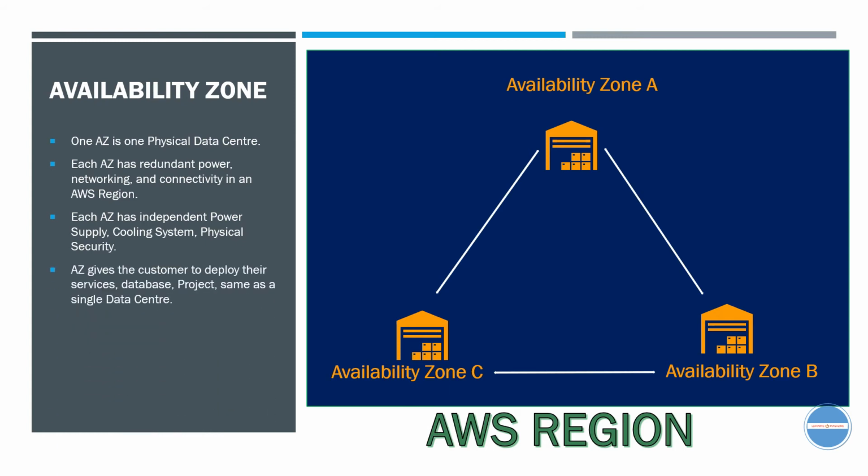AZs allow the customer to deploy their services, database and project as they can deploy in a single data center. Each AZ is connected via redundant, ultra-low latency networks with other AZs in the same AWS region. Traffic between all the AZs is encrypted.